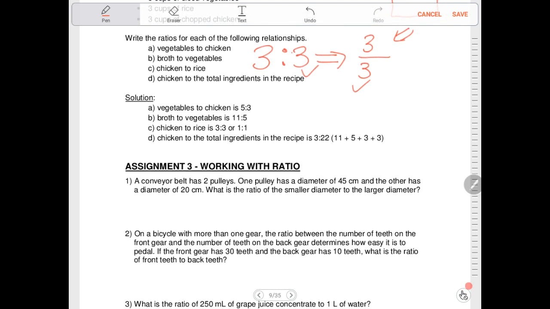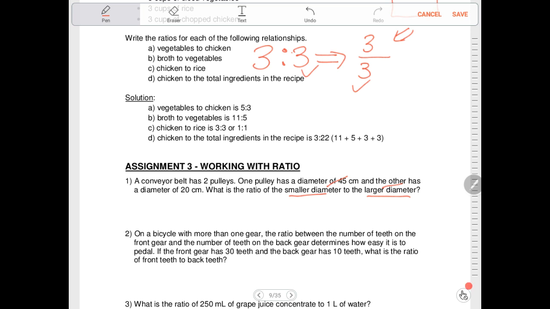If I cheat and go down here, I'll do one of these for you. It says for number 1, a conveyor belt has 2 pulleys. Okay, one pulley has a diameter of 45 centimeters and the other has a diameter of 20. What is the ratio of the smaller to larger diameter? So you might be asking, well, okay, fine. First of all, it's pretty easy. But there is an order to this. It does say the smaller to the larger.